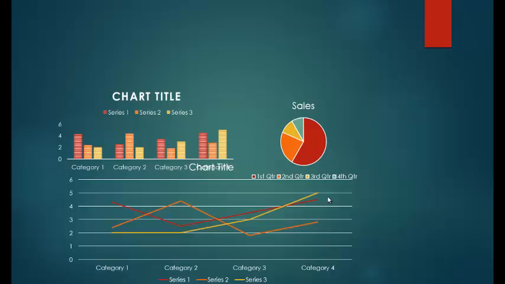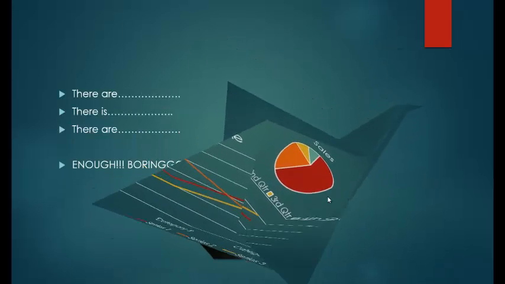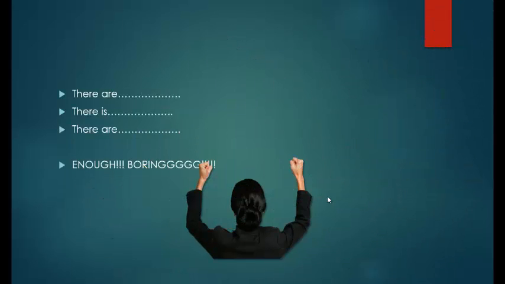Here are different diagrams that you might face. Okay, pie chart, the diagram, line graph. Okay, the easiest way most of us will go to, if you are asked to describe anything, you will say there is, there are, and of course this is very boring. Okay, so you have to have variety.